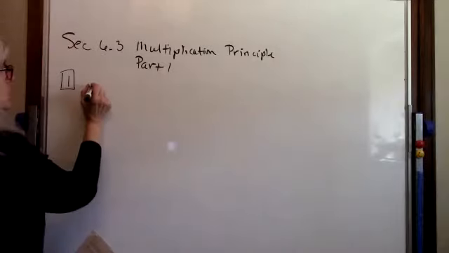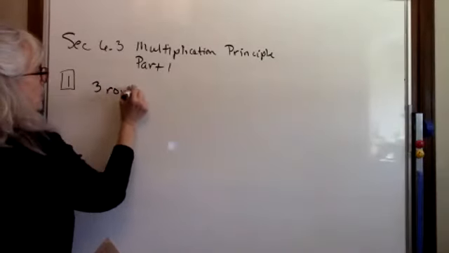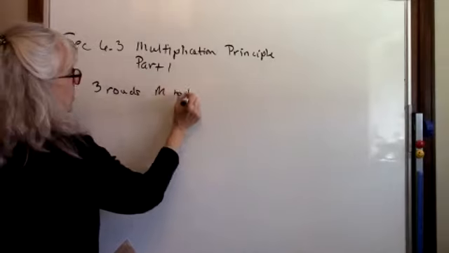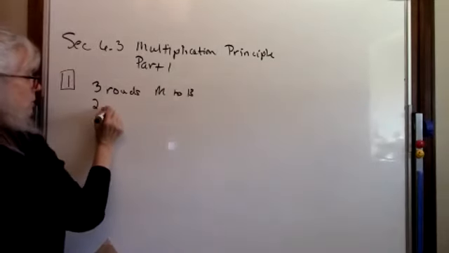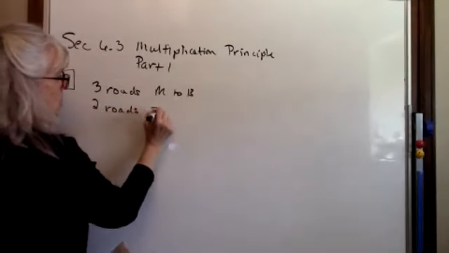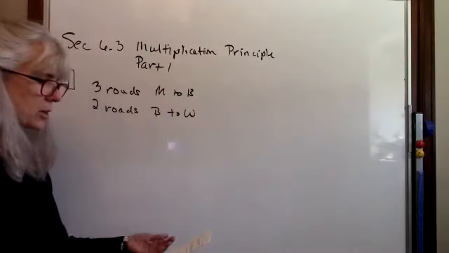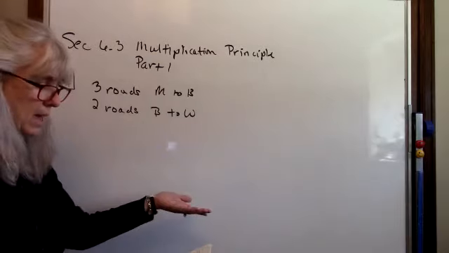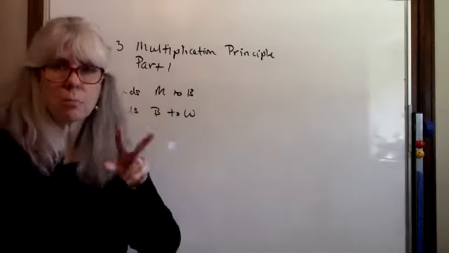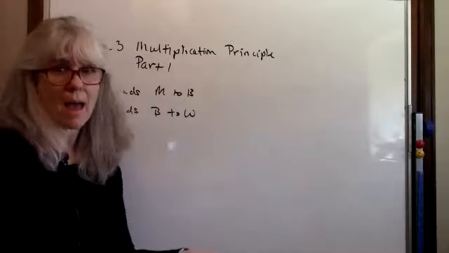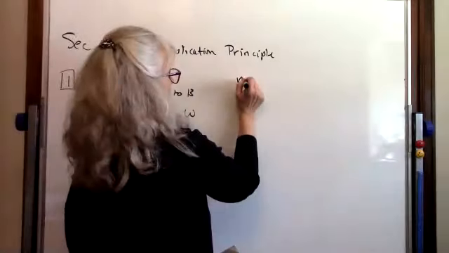So I'm just going to write the information down. 3 roads that go from Missoula to Bozeman. Then there are 2 more roads that connect Bozeman to Waterton. We want to find the number of ways the journey from Missoula to Waterton can be made. I'm going to do it with 2 different pictures. The first one is really a map kind of picture, so let's take a look at a map.